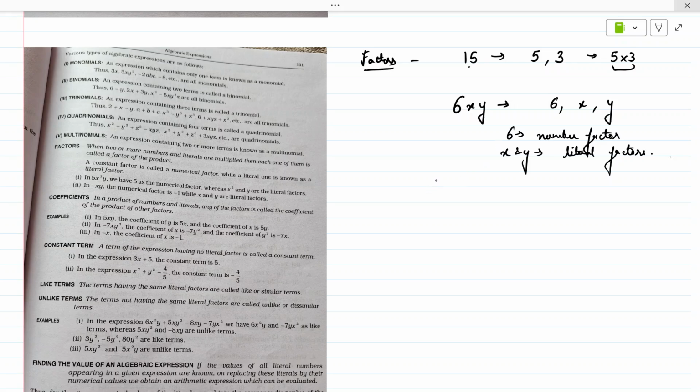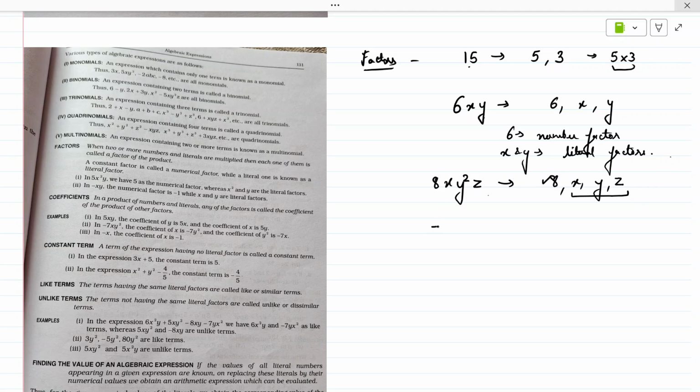Another example I'm taking here is 8xy square z. So here we have 8, x, y and z. These four are the factors of this given expression, where 8 is a number factor and x, y, z are the literal factors.